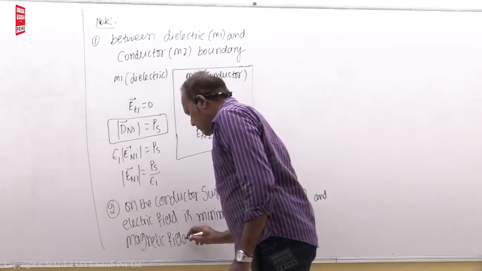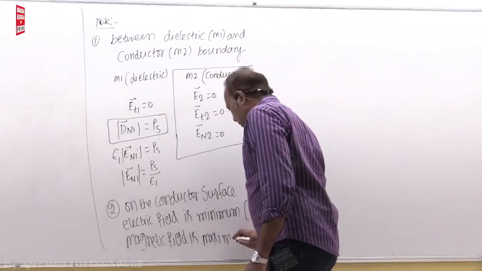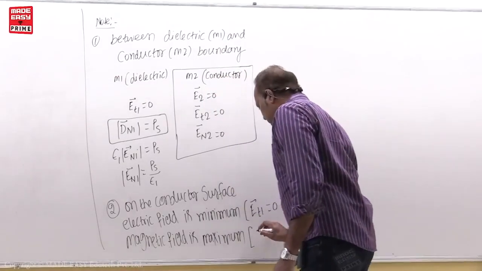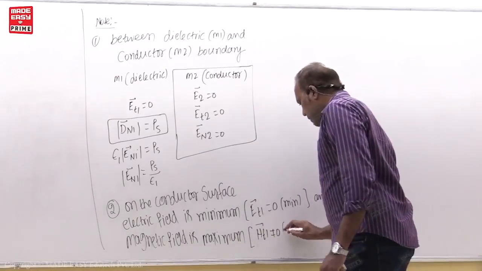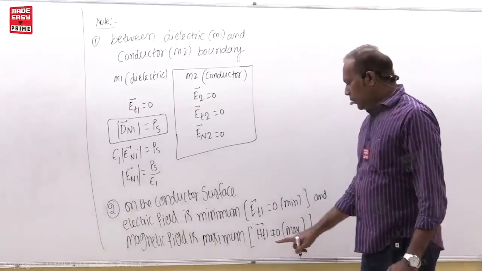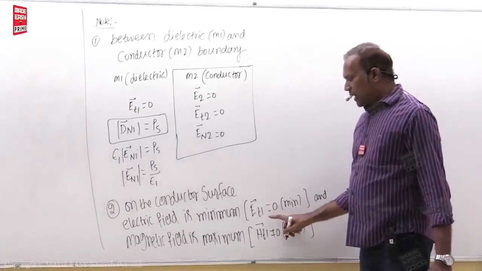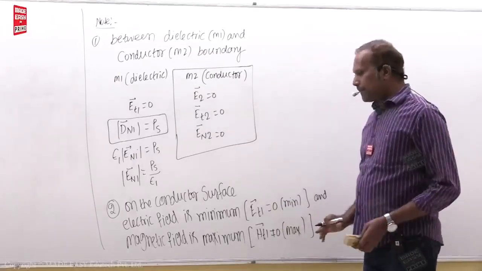Magnetic field is maximum. That means HT1 bar is not equal to 0, that is actually maximum. So here you may get confused. In textbooks they write like this, that is why I am writing. Now what is written there I will explain.